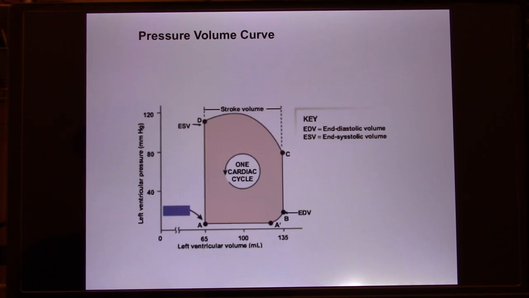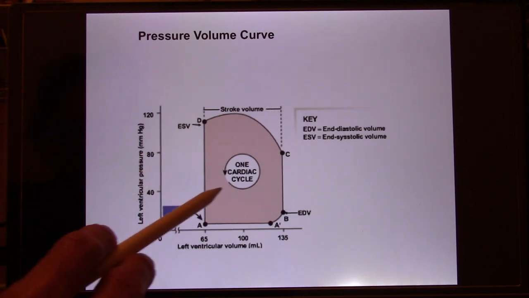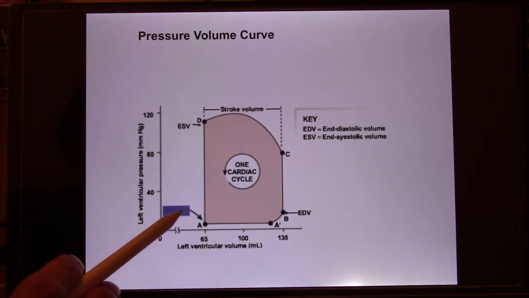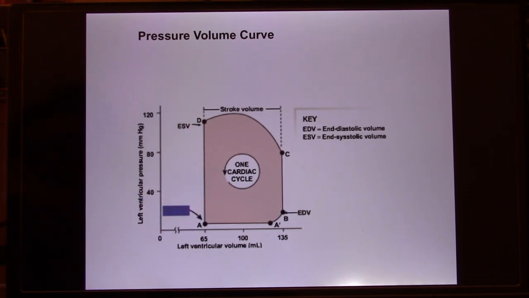In the heart, we usually look at the pressure volume curve of the left or the right ventricle. So in the test, I can give you the pressure volume curve of the left ventricle. I can give you the pressure volume curve of the right ventricle. And let's look at the pressure volume curve. This is the pressure volume curve of the left ventricle. So we use the left ventricle to explain.